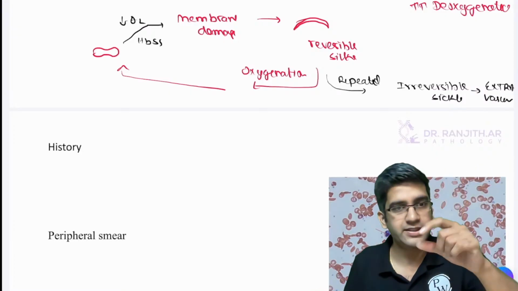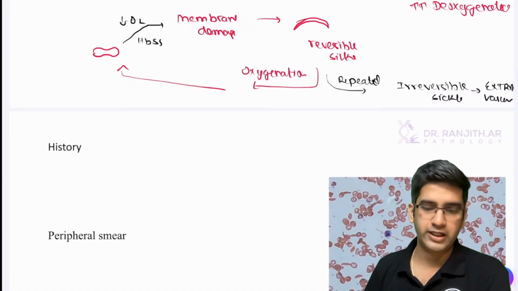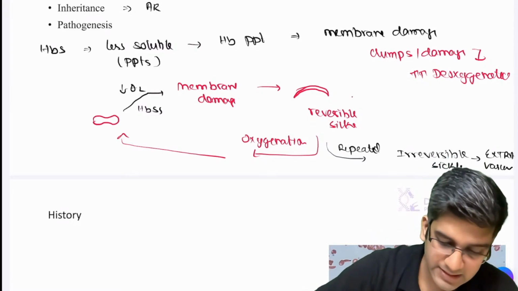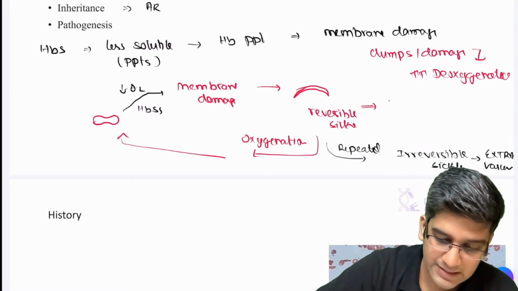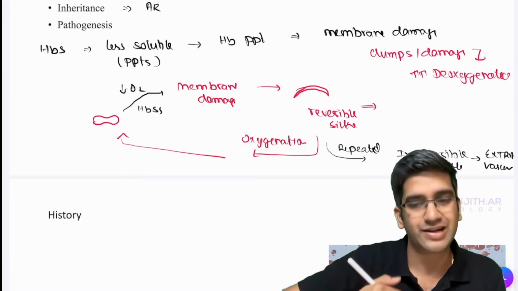Be it a round RBC or a sickled RBC, it gets stuck in the spleen. It will become an extravascular hemolytic anemia, right? So now the problem is not the reversible sickling. This reversible sickled RBC has more tendency to bind to your endothelium and can form clumps, right?